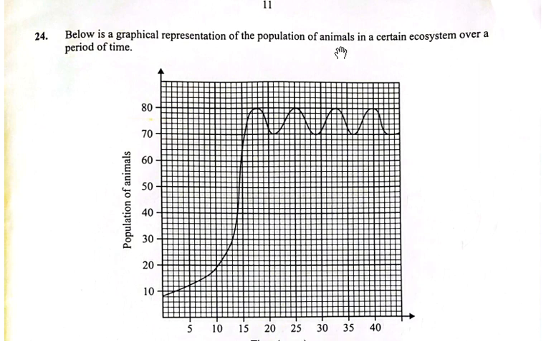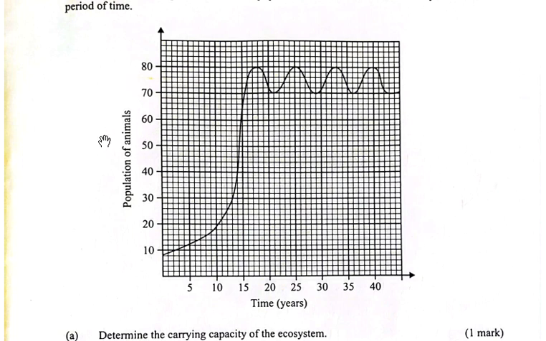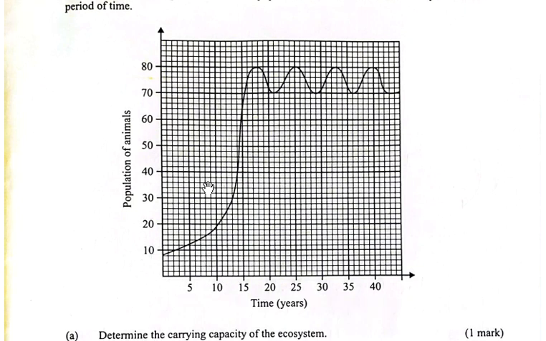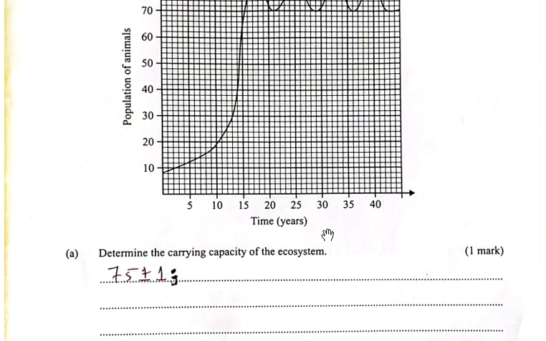Question 24. Below is a graphical representation of the population of animals in a certain ecosystem over a period of time. You can look at y-axis, population of animals. Then we have time. Then maybe before we look at the question, you can just observe your graph as time is increasing to 15, the population of animals is also increasing. Then it decreases, then starts increasing, decreases, increases, decreases, increases, then decreases up to this level, becomes constant.